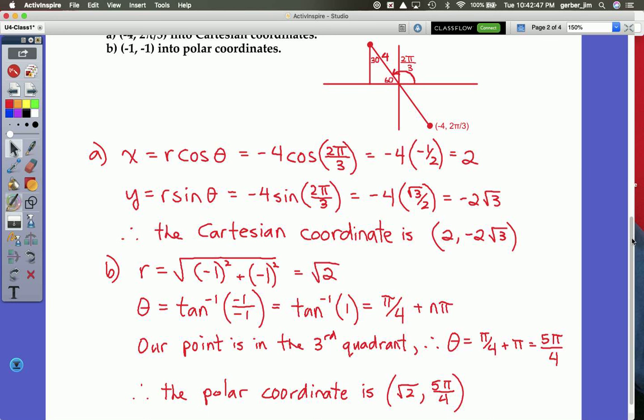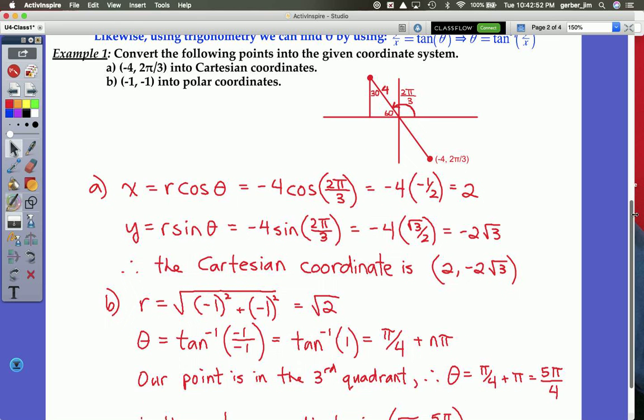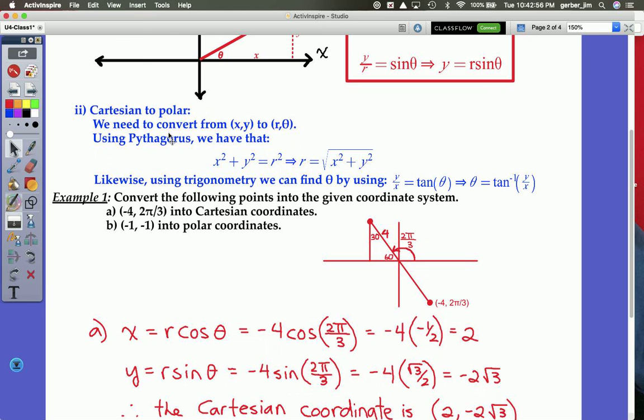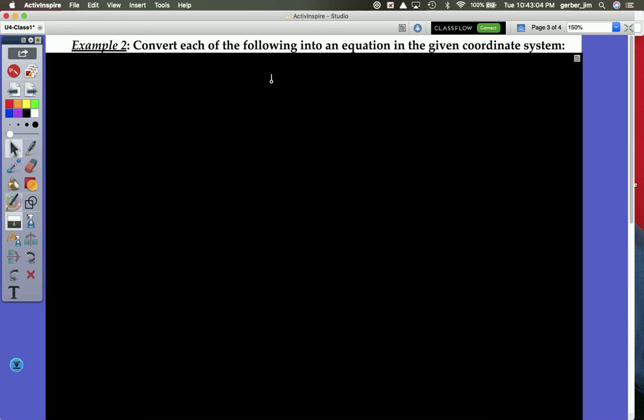Okay, so that's how we convert from polar coordinates to Cartesian coordinates, and from Cartesian coordinates back to polar coordinates. Now we want to think about converting equations instead of coordinates. So how do I convert an actual whole equation instead of just a coordinate? Well, it turns out we do pretty much exactly the same thing. So again, I'm going to give you 2 examples.